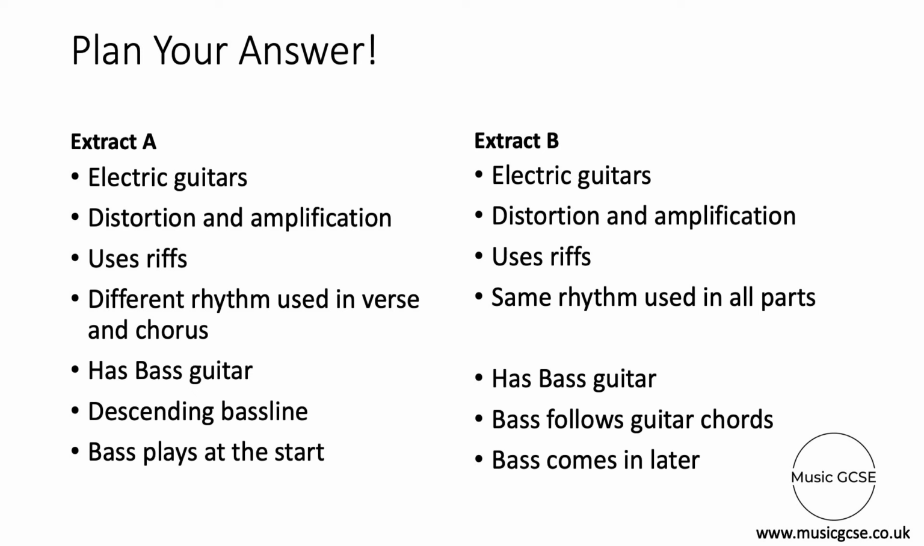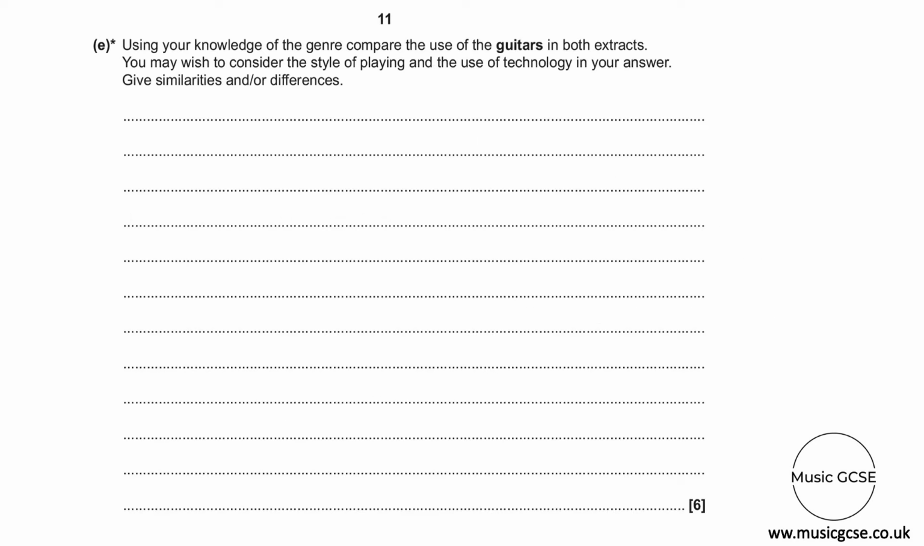So how are we going to turn those observations into an answer? Well, we have to turn them into sentences and a paragraph, and when doing so, remember we have to use comparative language. If we say something about extract A, we have to also comment on extract B. Before we take a look at an example answer, why don't you have a go at doing it yourself? Use the observations you've just made and turn them into sentences to write a paragraph. Pause the video now and have a go.